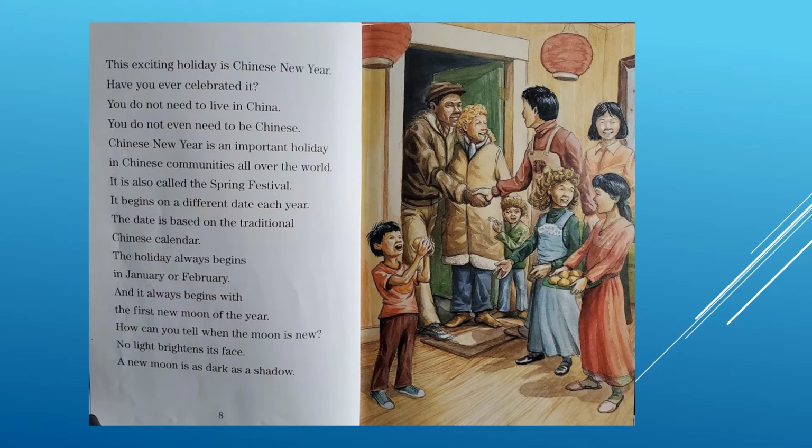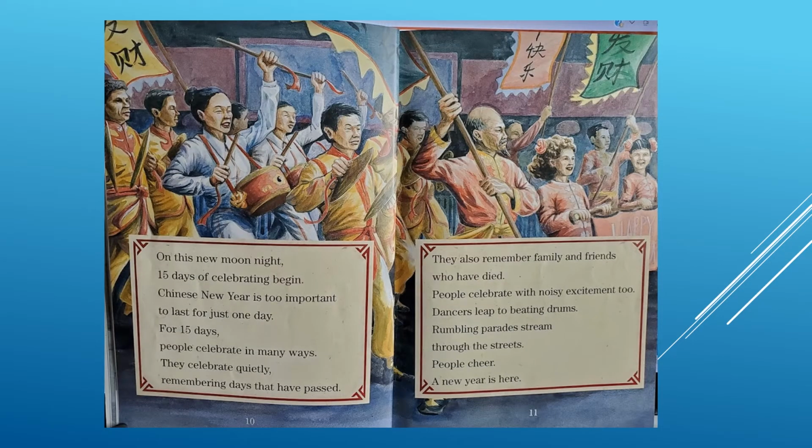How can you tell when the moon is new? No light brightens its face. A new moon is as dark as a shadow. On this new moon night, 15 days of celebrating begin. Chinese New Year is too important to last for just one day. For 15 days, people celebrate in many ways. They celebrate quietly, remembering days that have passed.